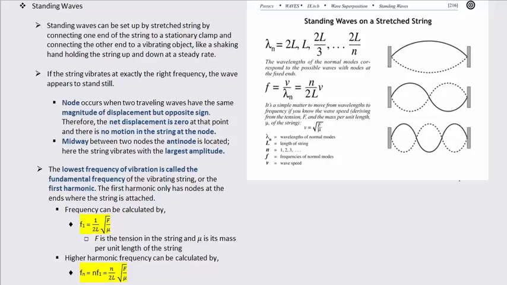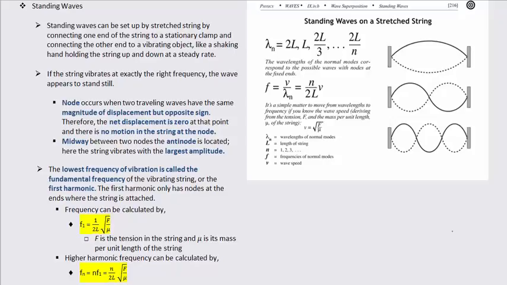So if we take a quick look at our figure to the right, we have a standing wave which would appear as 3 loops. At the end of each loop, we'd observe a node, and between two nodes, at its highest amplitude, we would observe the antinode. The lowest frequency of vibration to create a standing wave is called the fundamental frequency.